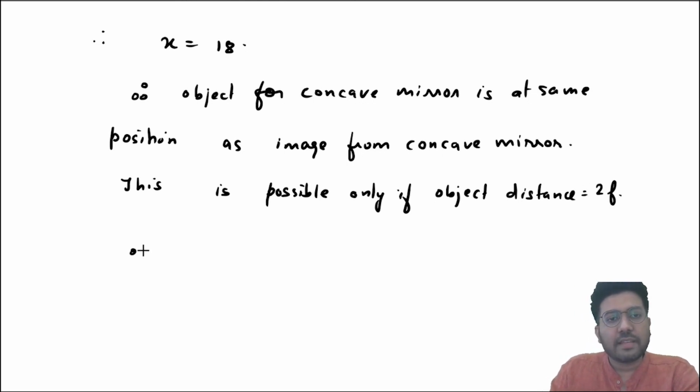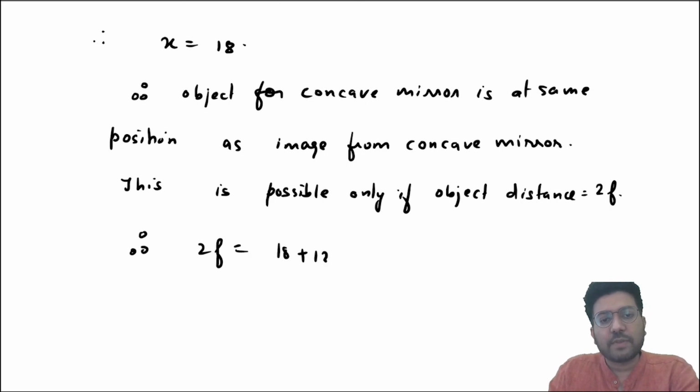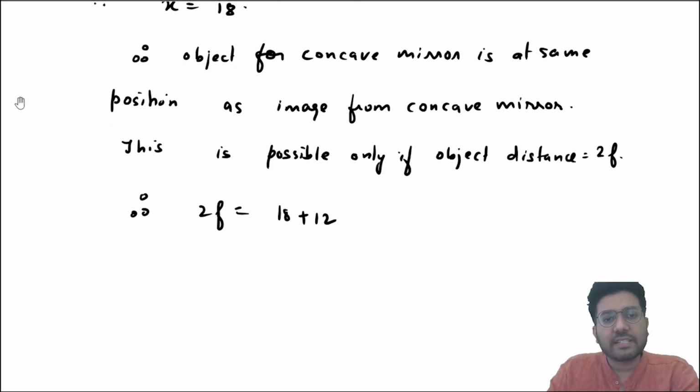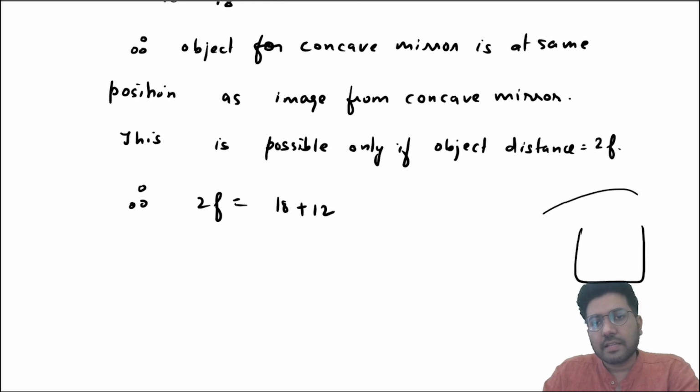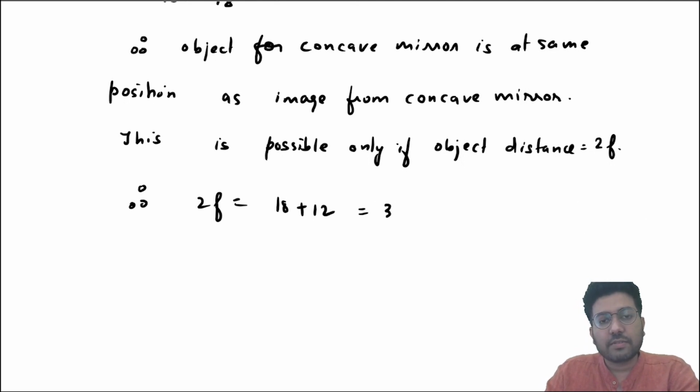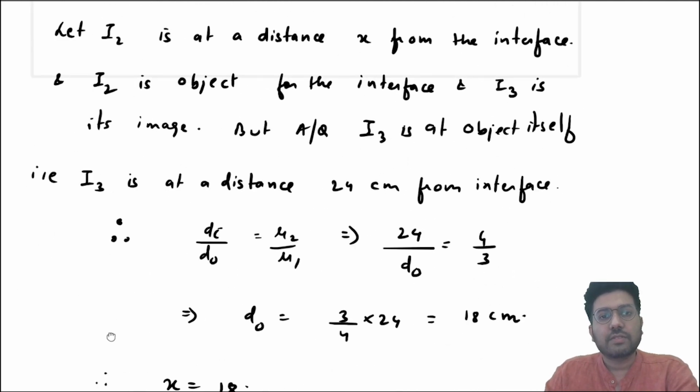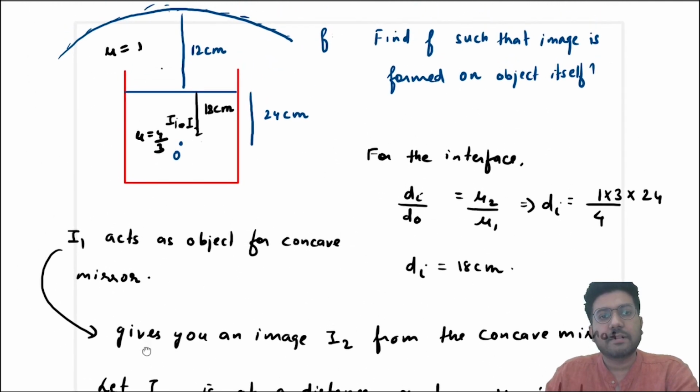So that means 2f is equal to 18 plus 12, because from the interface the distance is 18 and this distance was 12. So 18 plus 12 is 30, right? So I will write this is equal to 30. So from this you will get the value of f as 15 centimeter, right? So the answer will be 15 centimeter.